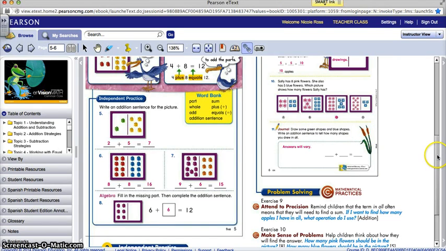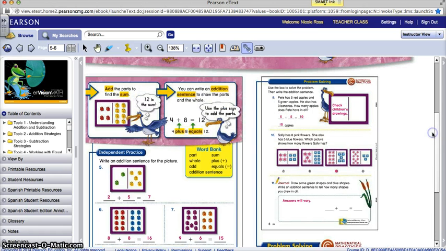On the very back page of your math mat is problem solving. This is really where a student is expected to take the topic that was learned and to apply it. So this is a great place to check for student understanding.